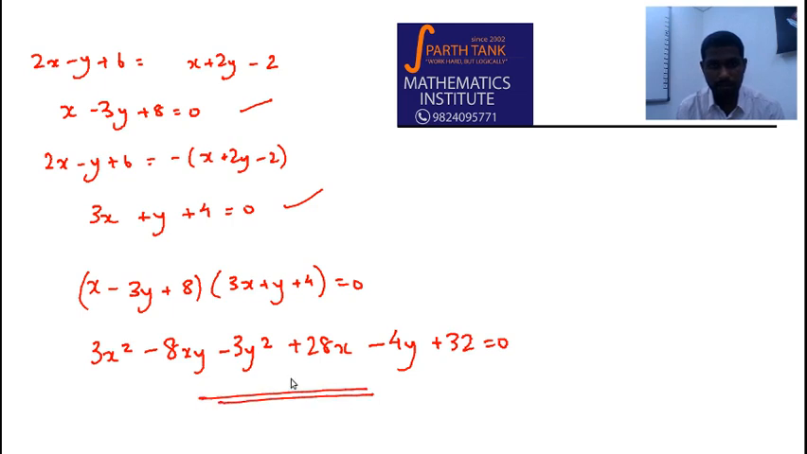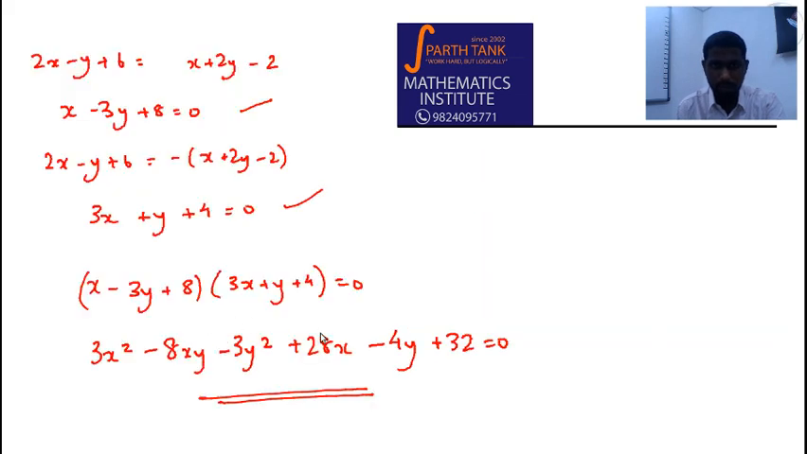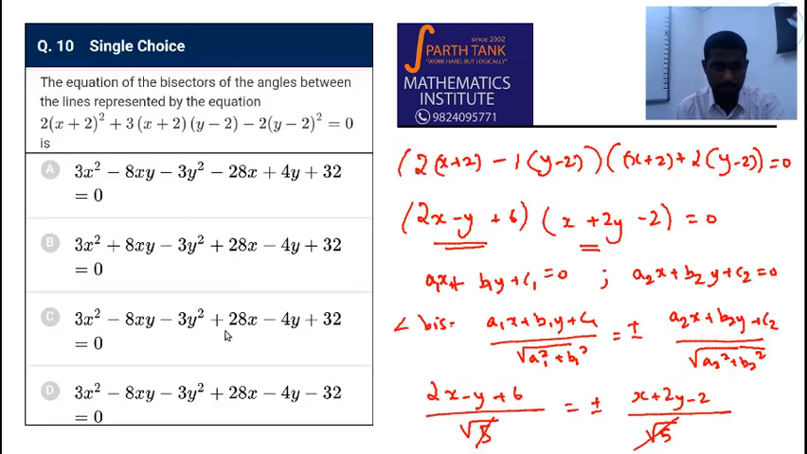So this is the equation. 3x squared minus 8xy minus 3y squared plus 28x minus 4y plus 32. All the numbers are very similar, so be very careful. 3x squared minus 8xy minus 3y squared, plus 28x minus 4y plus 32. So option C. 10 is option C.